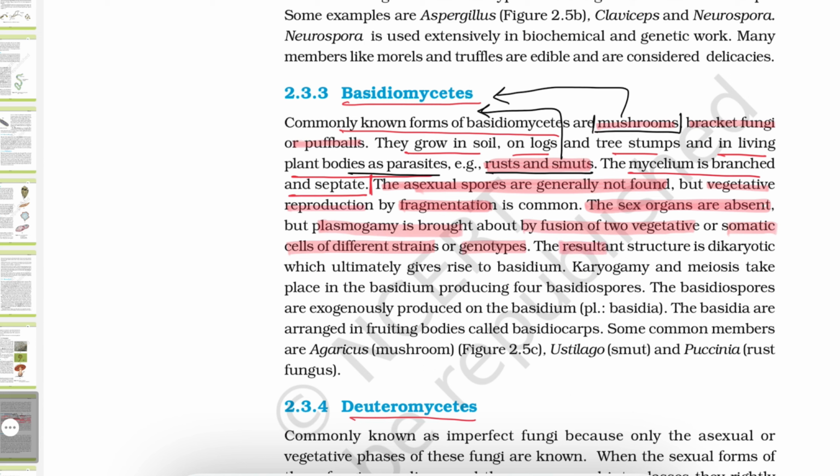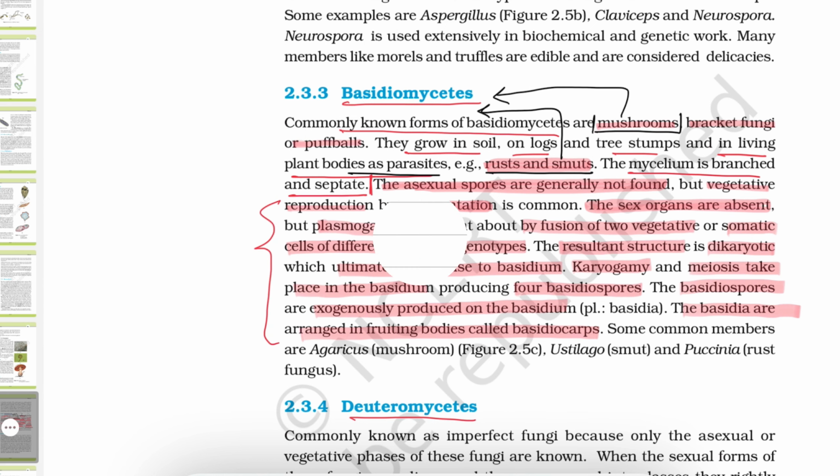The resultant structure is dikaryotic, which ultimately gives rise to the basidium. Karyogamy occurs and meiosis takes place in the basidium, producing 4 basidiospores. The basidiospores are exogenously produced in the basidium. The basidia are arranged in the fruiting bodies called basidiocarp. Now this portion is very important. Let us understand the concept, guys.